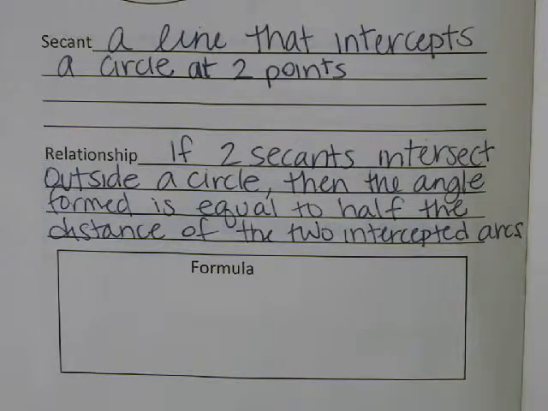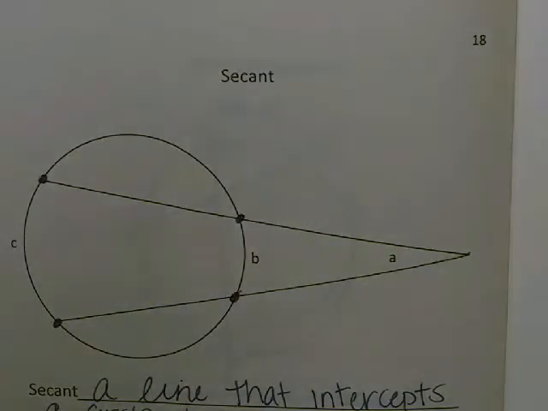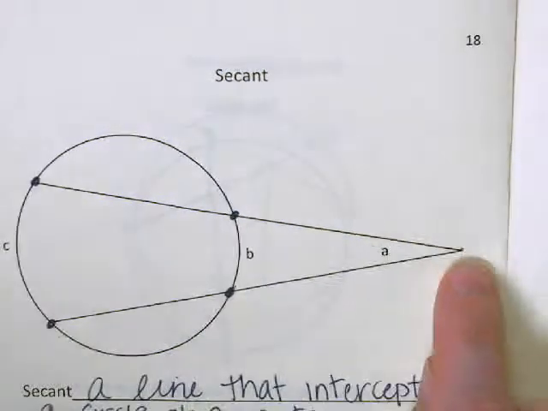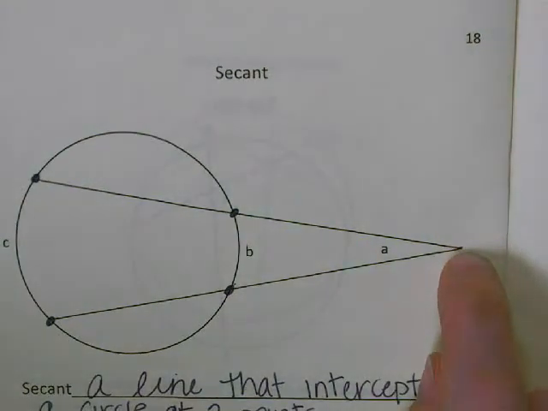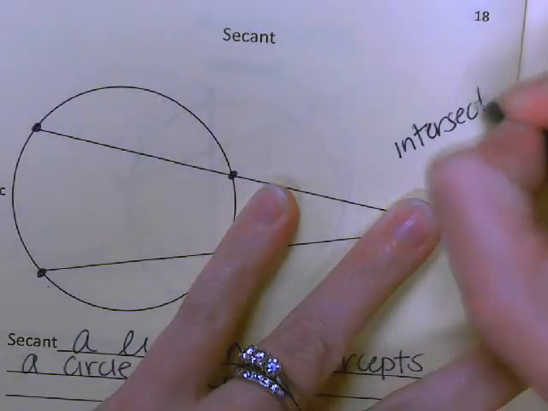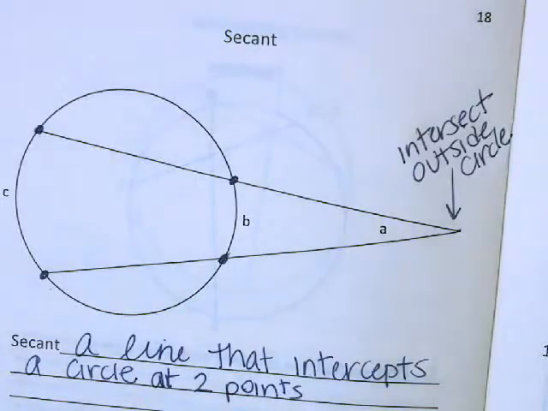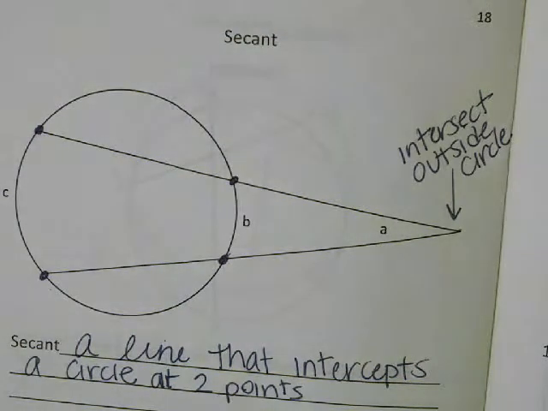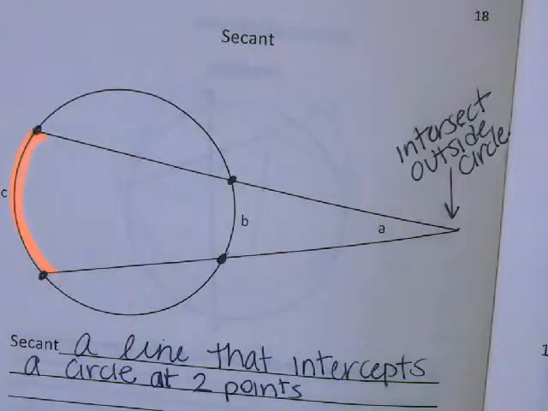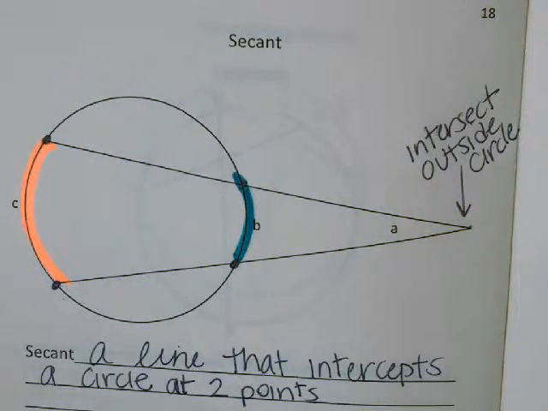Okay, go ahead and copy that down and then come watch up here what I'm talking about. So here is a picture of what I'm talking about. So 2 secants are intersecting outside of the circle over here. Okay? So the intersection is outside of the circle. So they intersect outside of the circle, and they form 2 intercepted arcs. They form arc C, and they form arc B. So they form the blue one and the orange one.